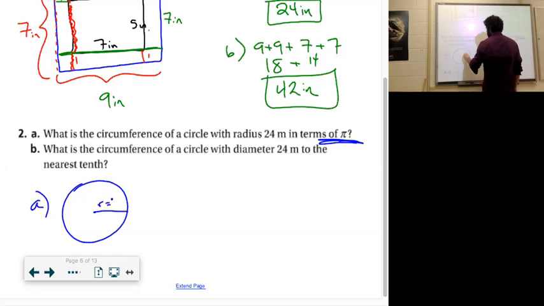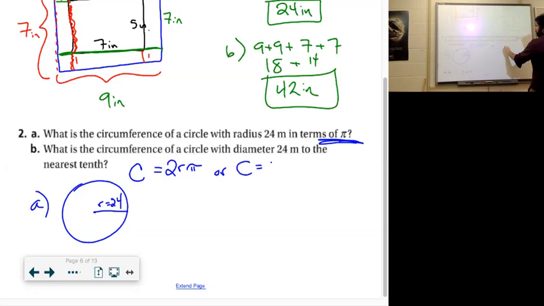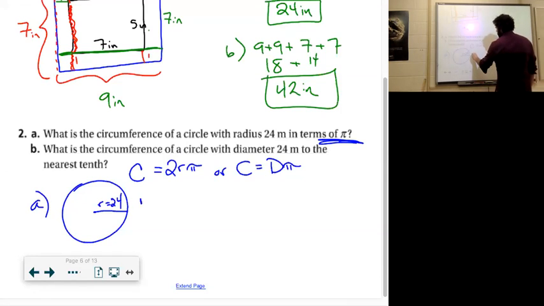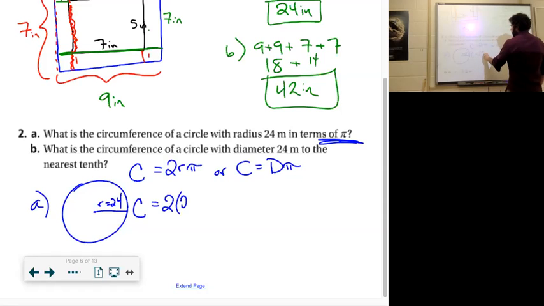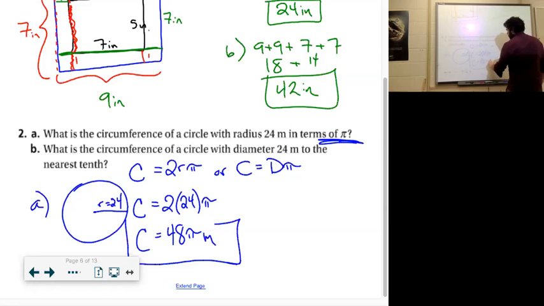So this is 24. And if you remember from our formulas, circumference is equal to twice the radius times pi. Or if you have the diameter, circumference is equal to the diameter times pi. Since I have my radius right now at 24, then my circumference is 2 times 24 times pi. So that's 48 pi. This is the exact measurement of the circumference in terms of pi. And I want to include my units here, so that would be in meters. 48 pi meters.